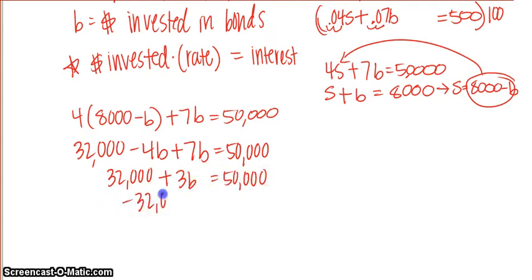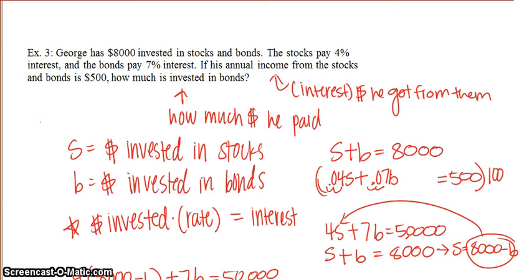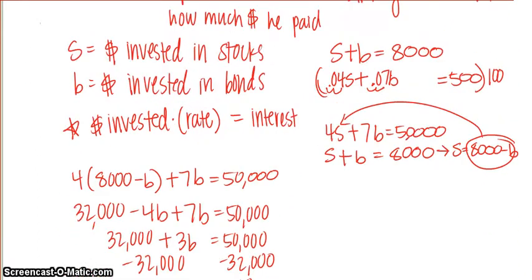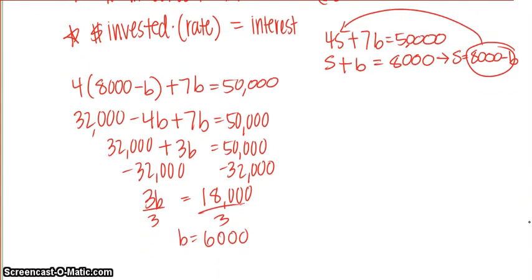Subtract 32,000. And that gives you 3B equals 18,000. Divide by 3. So B equals 6,000. The question asked us up here, how much did he invest in bonds? And we actually got B. What does B equal? B equals the money he invested in bonds. So we already answered our question. If it asked about stocks, then we'd have to plug it back in, but we don't. So it says, how much did he invest? So he invested $6,000 in bonds.